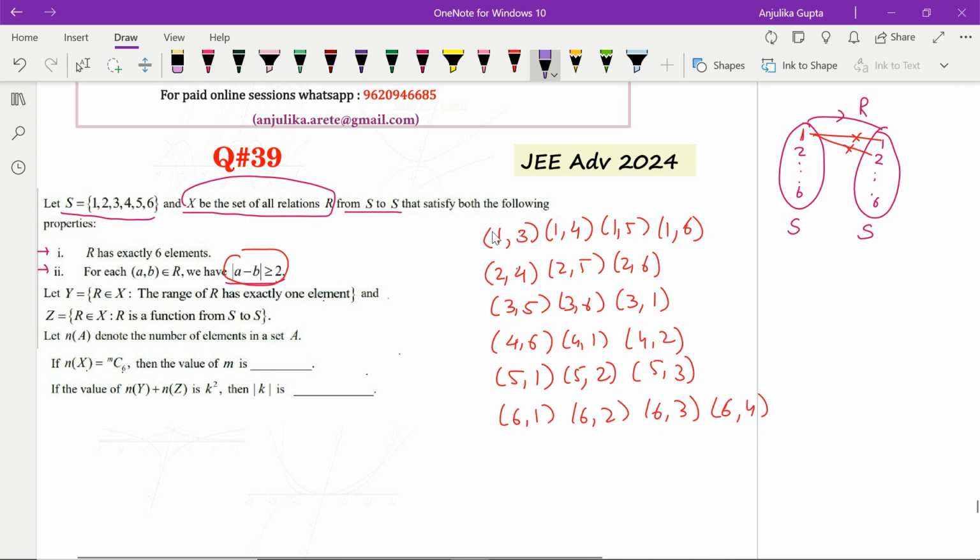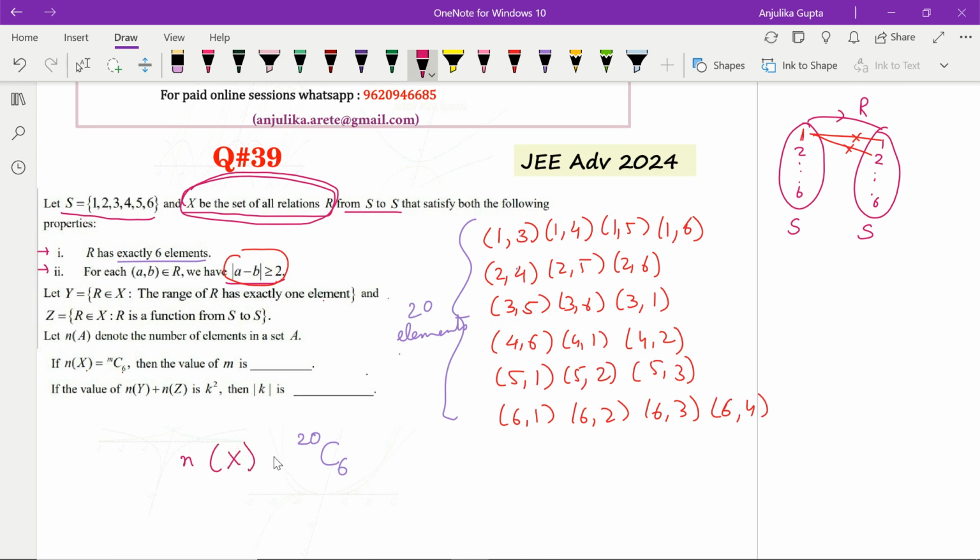So how many elements do you have? Can you count here? 4 and 4 is 8, and the remaining is 12. So there are 20 elements. Now, how many relations can you form from these 20 elements? There are exactly 6 elements in a relation, so the number of ways you can pick any 6 of these 20 elements gives a possible relation. That would be the number of relations, X being the set of all relations R. So the number of elements in X is 20C6.